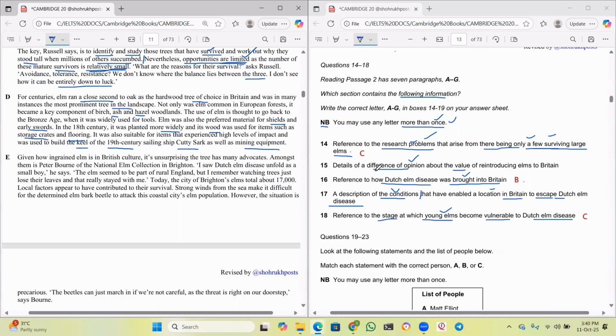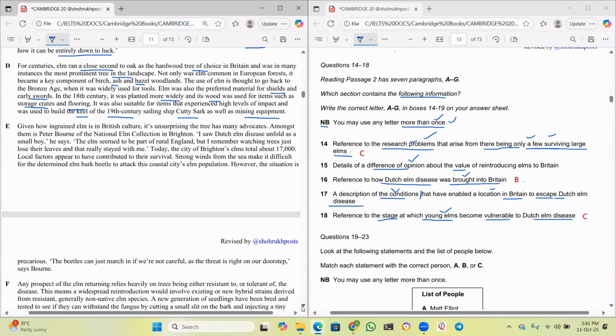Details of difference of opinion about the value of reintroducing elms to Britain. So did we read anything like a difference of opinions here? No, right? So 15th is not matching. Then 17th, a description of conditions that have enabled a location to escape the disease. No, he did not talk about escaping the disease here in D, right? Okay, let's move to the next one. That is E here.